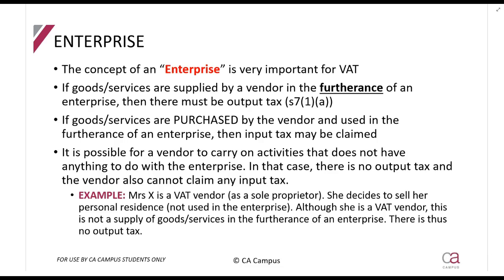As an example, Mrs. X is a VAT vendor. Right, so she's carrying on an enterprise. She decides to sell her personal residence, so her home, and that's not part of the enterprise. So although she's a VAT vendor, and she's now making a supply of goods, she's not making it in the furtherance of an enterprise, so there's no output tax on that.